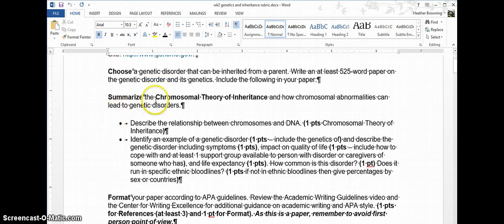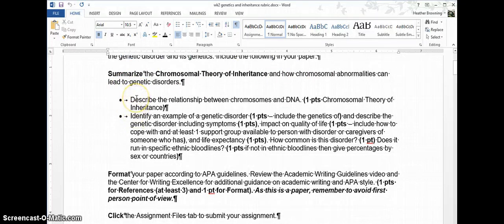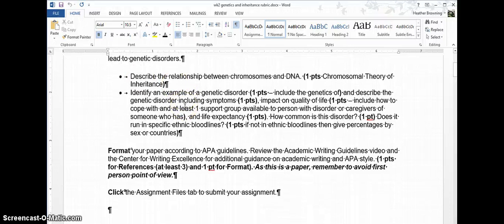Include the following. Summarize the chromosomal theory of inheritance and show how chromosomal abnormalities can lead to genetic disorders. So you're going to describe the relationship between chromosomes and DNA. That's the whole chromosomal theory of inheritance. Then you're identifying an example of the genetic disorder. So you can say what it is and what the genetics of it are.